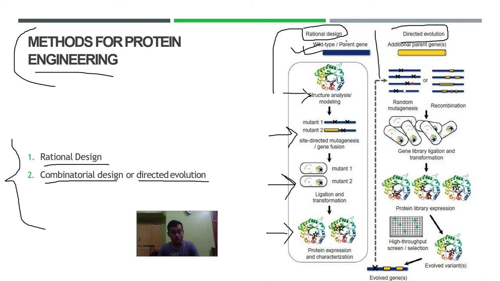Whereas directed evolution consists of random mutagenesis and not site directed mutagenesis. It consists of random mutagenesis, then gene library ligation, which is very much similar to rational design, then protein library expression, and lastly the screening and the evolved variant, which is what we get at last. So this is the kind of modification carried out using protein engineering. These are the two main methods used during protein engineering.